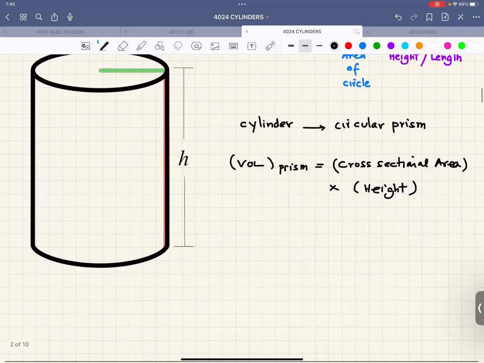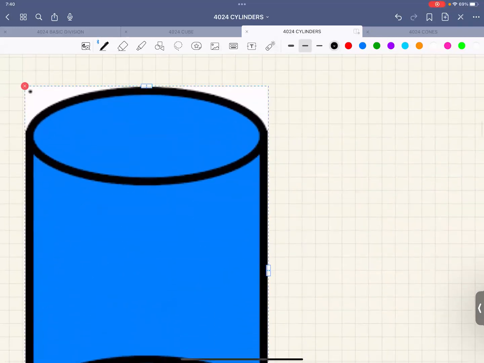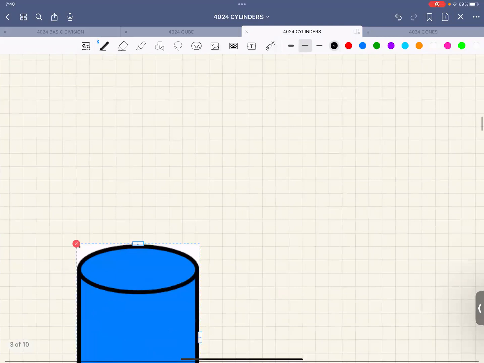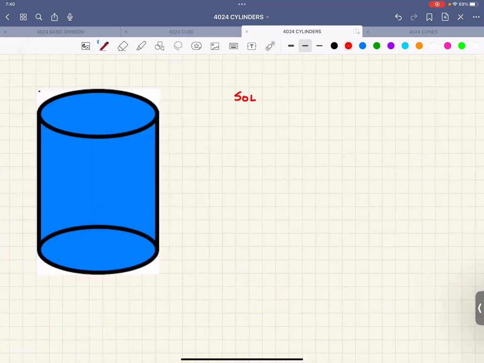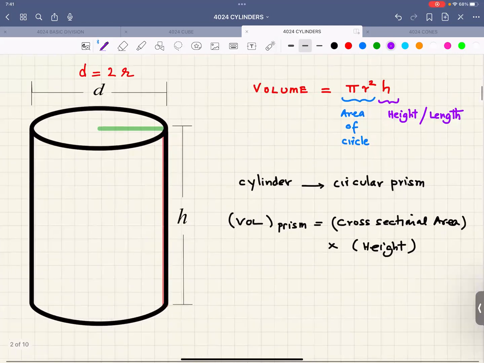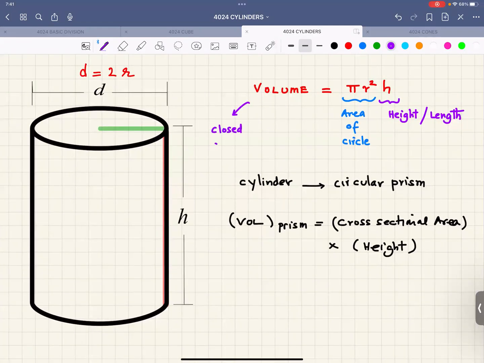Now, what else is there? If we look at this figure, which looks really, really big, let me make it smaller. And if we are talking about a solid cylinder, solid or closed cylinder, then we have a top area, we have a bottom area, and we have a curved surface area. Now, curved surface, let me write it like this. When we talk about the volume, it doesn't make a difference whether I'm talking about a closed cylinder, a solid cylinder, or an open cylinder, volume remains fixed.